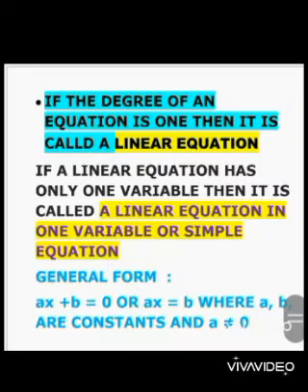Now let us see the general form of this linear equation. It is represented in the form ax plus b is equal to 0, or we can write it as ax is equal to b, where a and b are constants and a is not equal to 0.